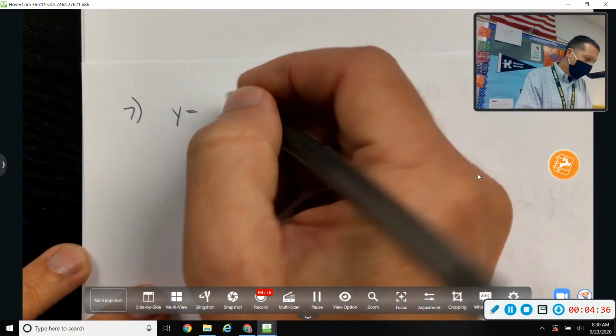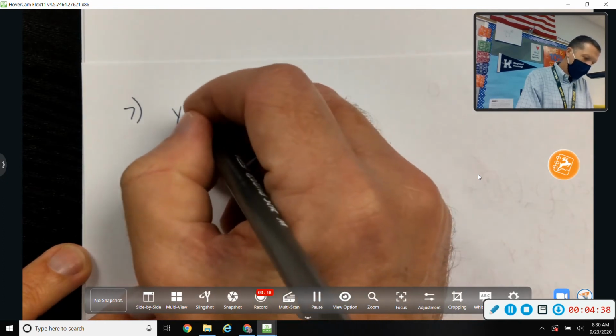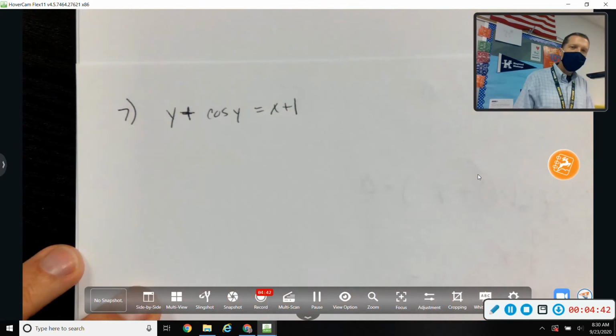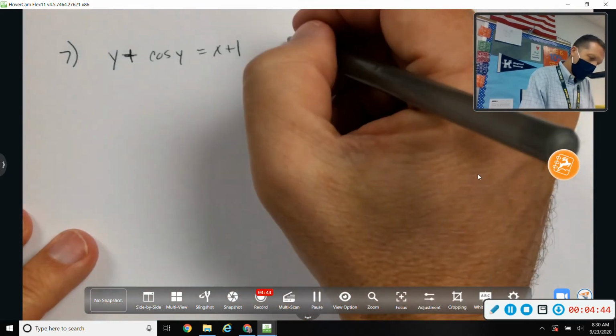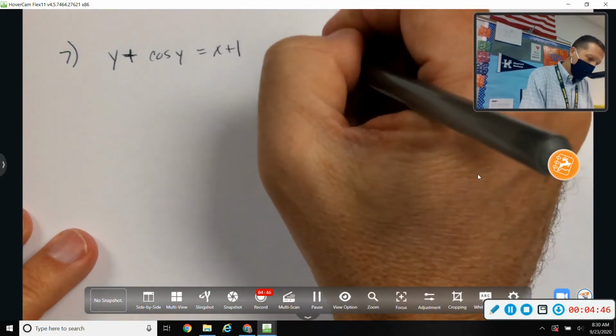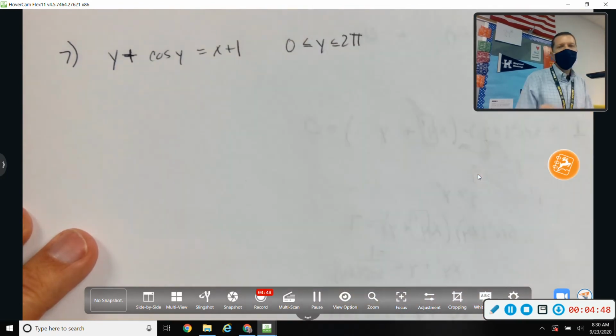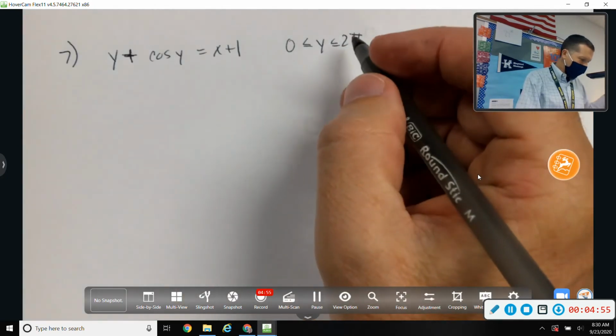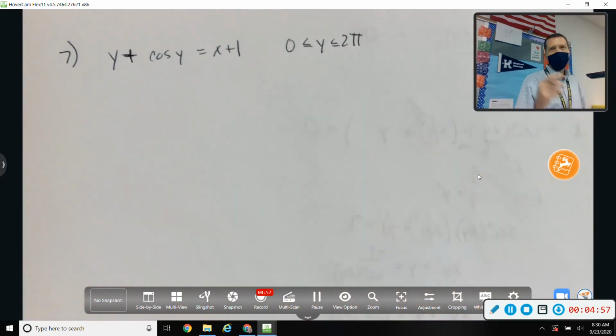Consider the curve defined by the equation y plus cosine y equals x plus 1. And we're only concerned with 0 to 2 pi. So that's kind of nice. We don't have to worry about going around multiple times or going backwards or whatever. So when we get to our answers, we only have to worry about the first unit circle set of answers.